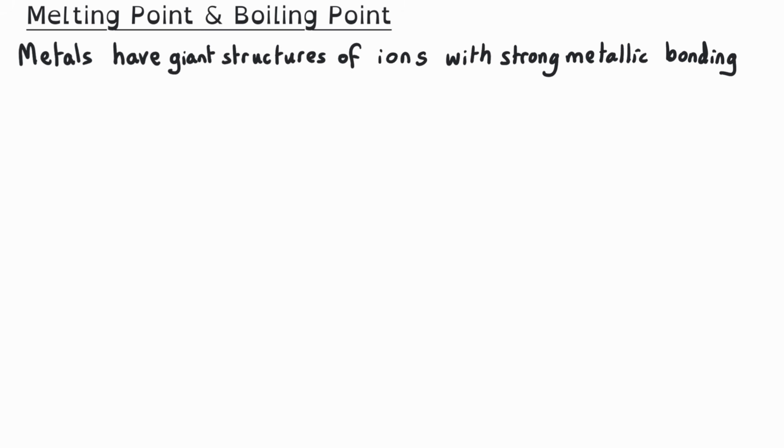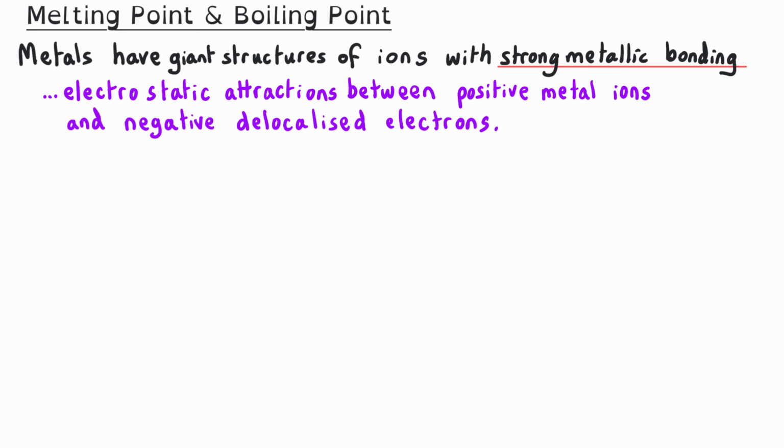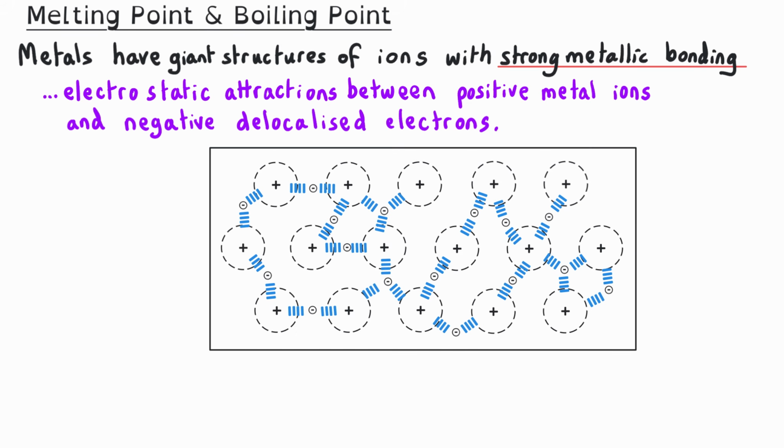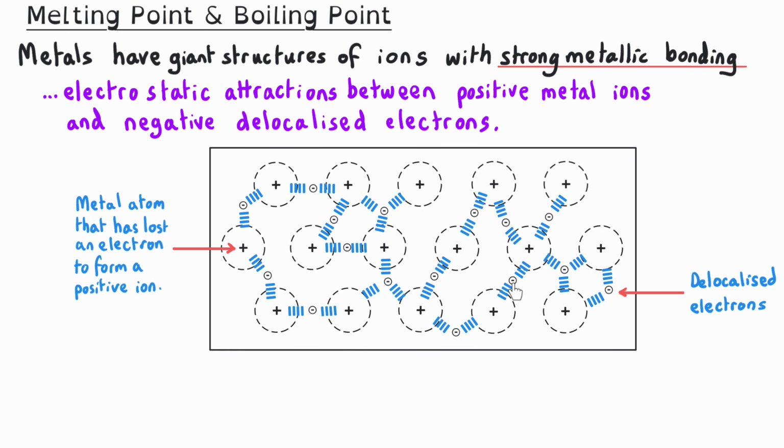Metallic substances are made up of giant structures of a huge number of atoms with strong metallic bonding, and this is due to the strong electrostatic forces of attraction between the positively charged metal ions and the negatively charged delocalized electrons. And you can see that on this diagram here. The metal atoms have lost electrons, so they're being shown as positively charged ions, and there are delocalized electrons spread through this structure, and I'm showing with the blue dashed lines the electrostatic forces of attraction that are present between the ion and the delocalized electrons.